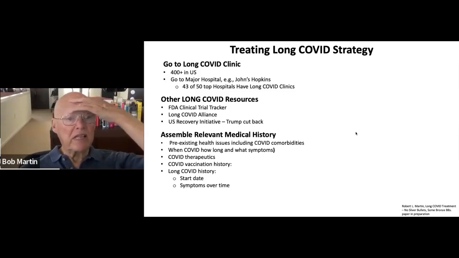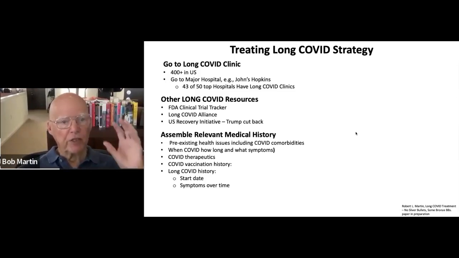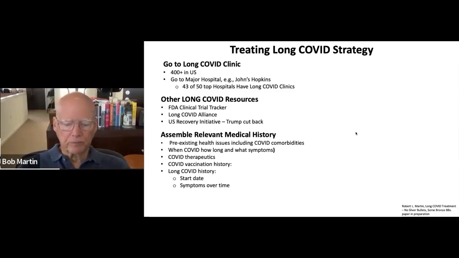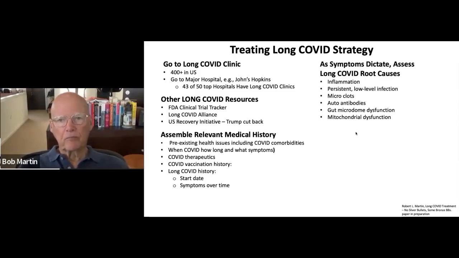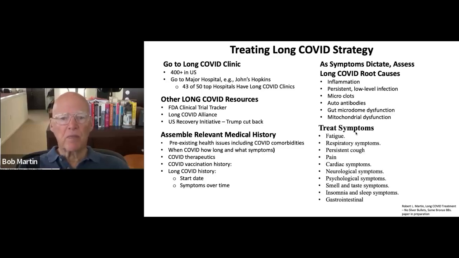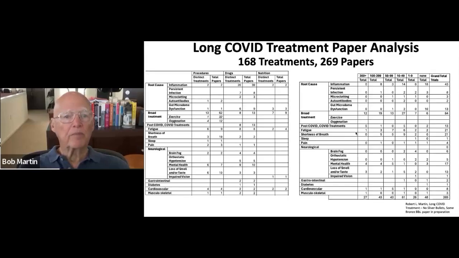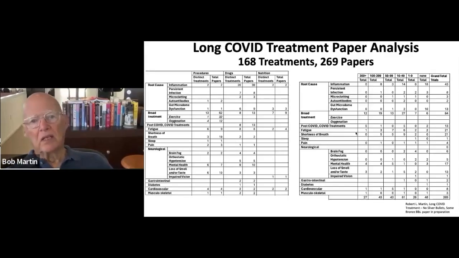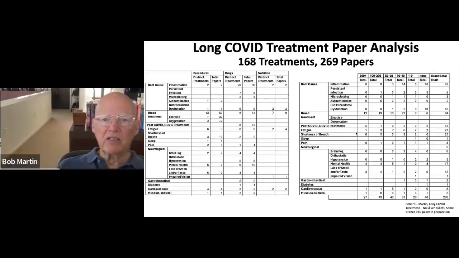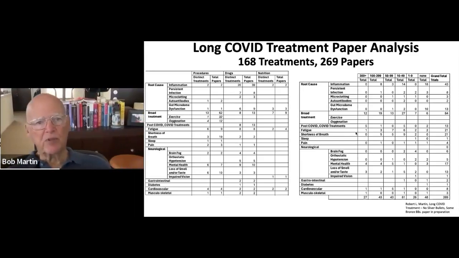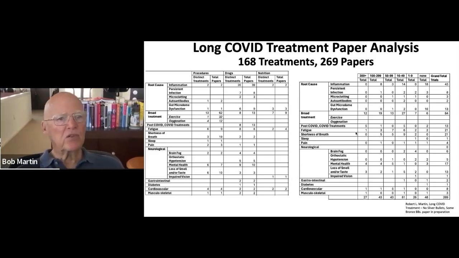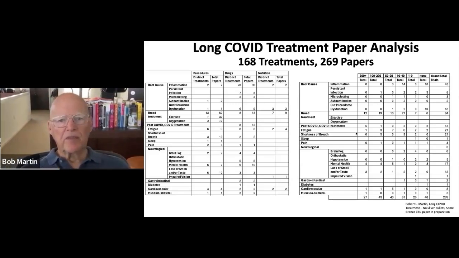Assemble your medical history, particularly your COVID history. Assess root causes. There are tests for each of these. And you then treat symptoms. You don't treat the disease. I did a paper analysis, 269 papers, 168 treatments. This shows the overall analysis.